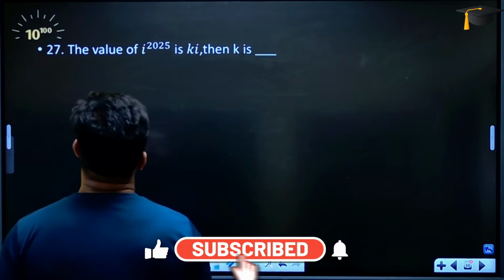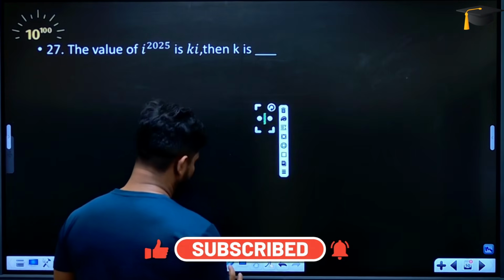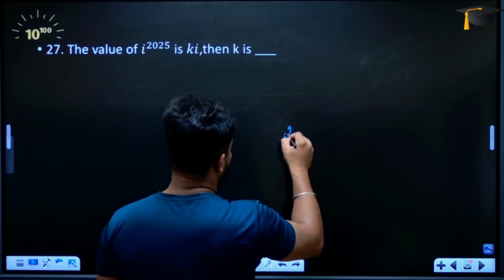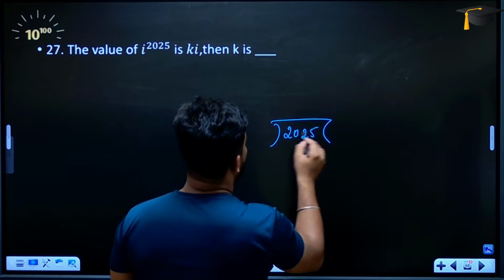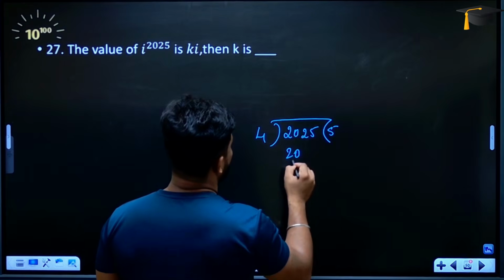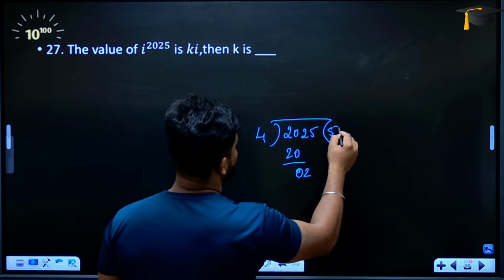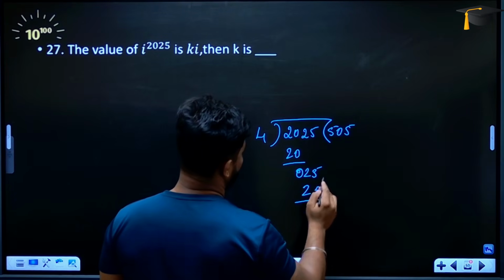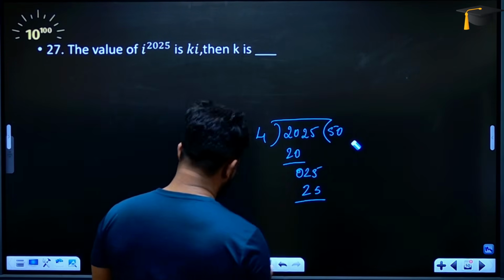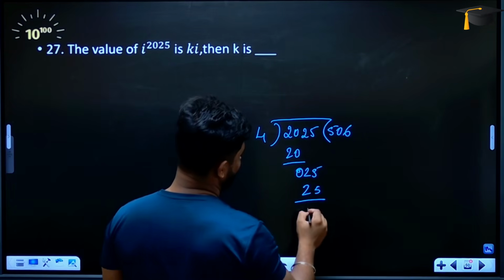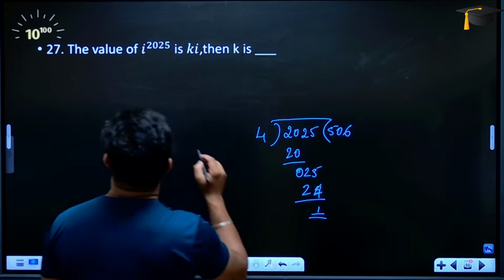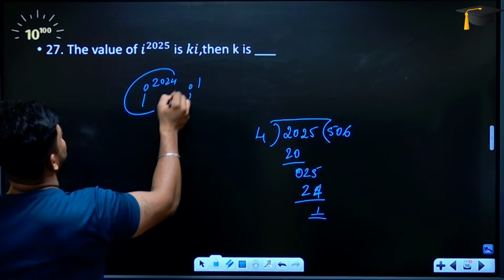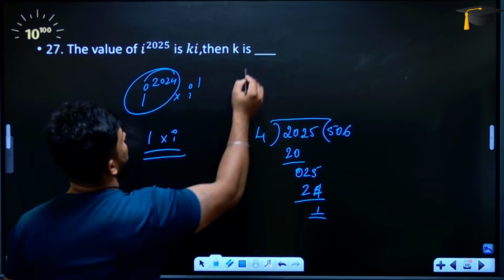Next, I to the power 2025. Divide 2025 by 4. So I think the remainder is 1. So 2025 divided by 4: 4 fives are 20, so 0. Next, bring down 0, then 5. 4 fives are 25, so 4. Okay, 4 sixes are 24. So the remainder is 1. That means I to the power 2024 into I to the power 1. So this is 1 into I. So the answer is I.